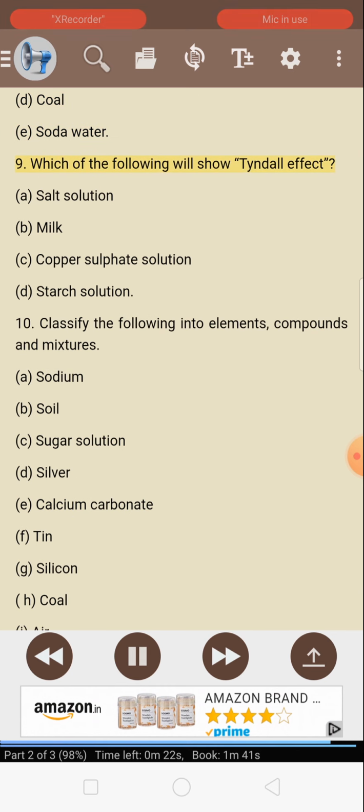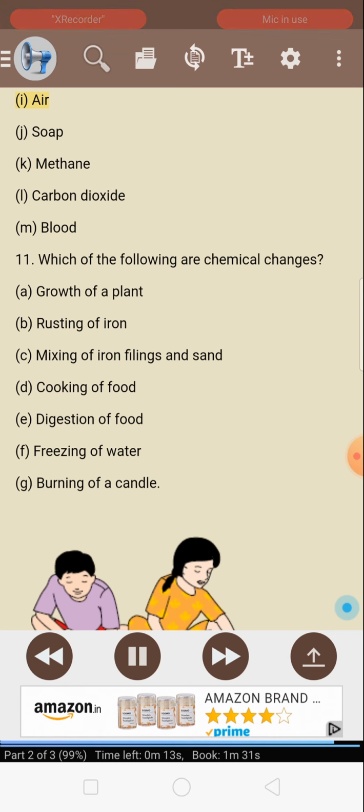9. Which of the following will show Tyndall effect? A. Salt solution. B. Milk. C. Copper sulfate solution. D. Starch solution. 10. Classify the following into elements, compounds, and mixtures. A. Sodium. B. Soil. C. Sugar solution. D. Silver. E. Calcium carbonate. F. Tin. G. Silicon. H. Coal. I. Air. J. Soap. K. Methane. L. Carbon dioxide. M. Blood.